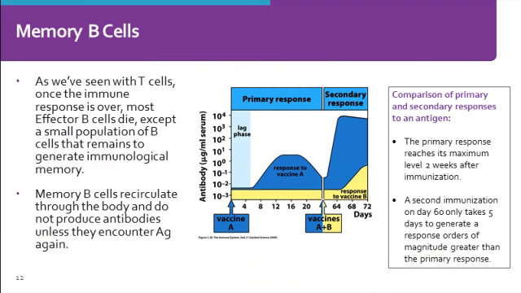And finally, we have also the memory B cells. Like in the case of the memory T cells, they die over time. They only are going to produce antibody again when they are exposed to antigen.